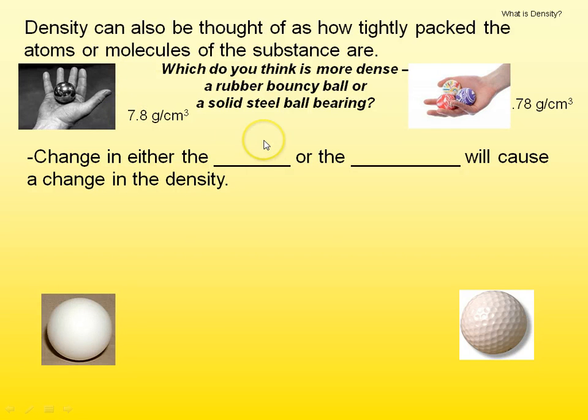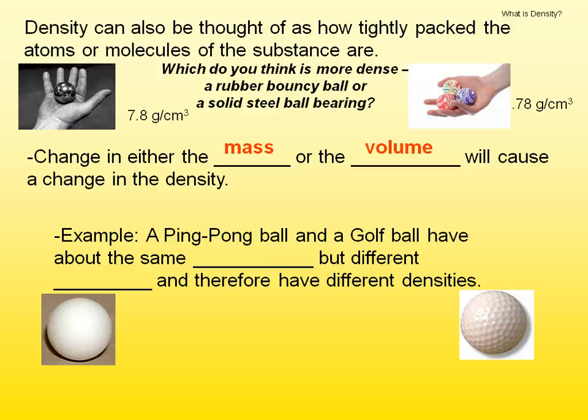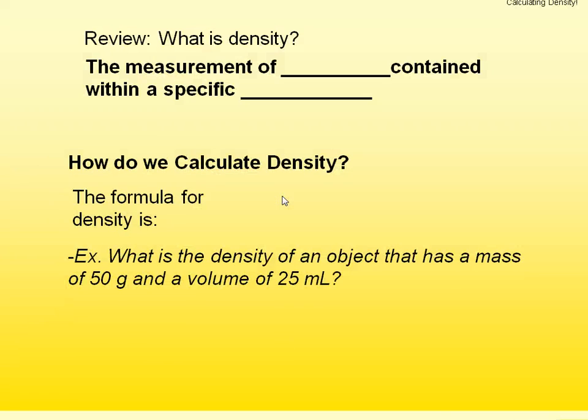So if we change either the mass or the volume, we can cause a change in density. Now these two have roughly the same volume, but probably very different masses. And the same with the ping pong ball and the golf ball. They have roughly the same volume, but they have very different masses and therefore have very different densities. And this is what you need to fill in at the bottom of that page.